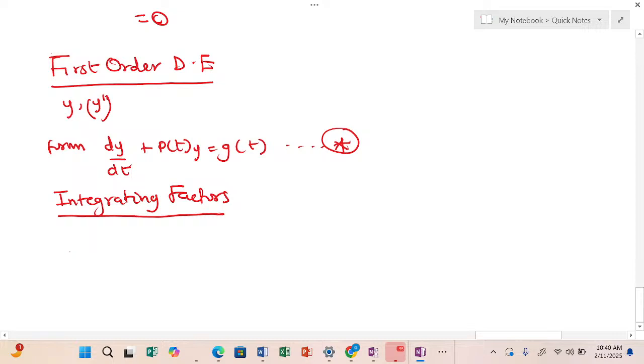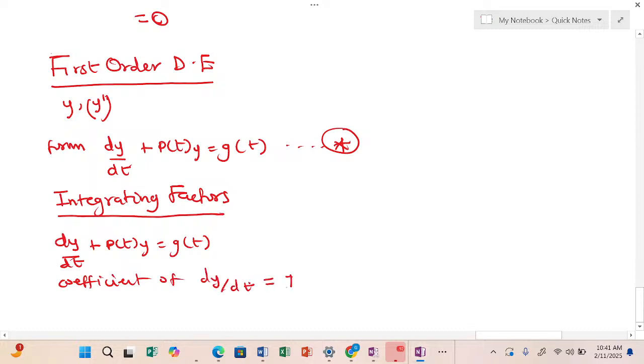So for the method of integrating factors, the differential equation, we know it's of first order already, should be of the form dy/dt plus p(t)y is equal to g(t). So in solving, we look for our integrating factors. Yes. But before that, the coefficient of dy/dt should be 1, must be 1.